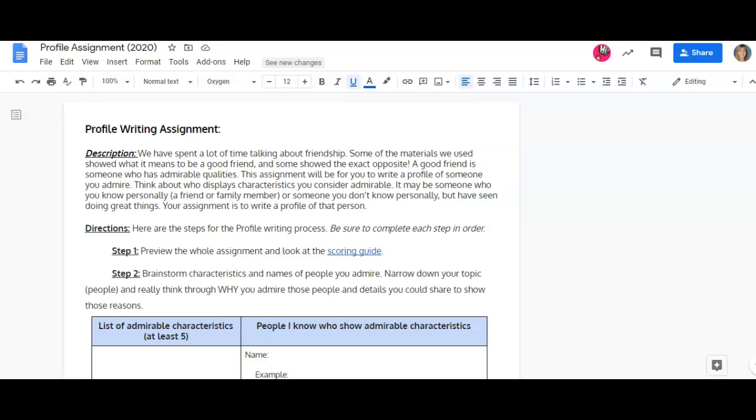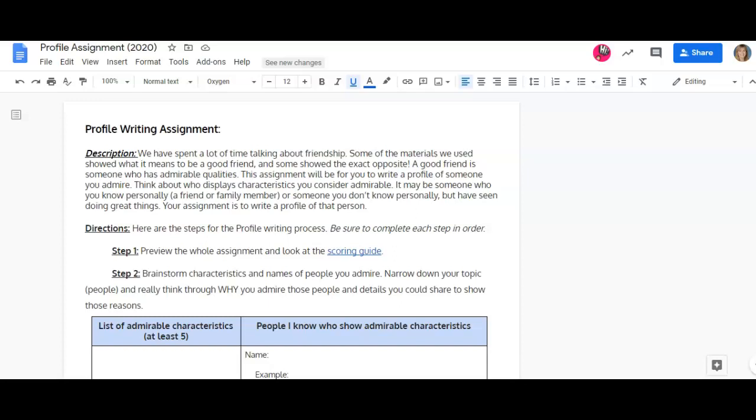It says, "We have spent a lot of time talking about friendship. Some of the materials we used showed what it means to be a good friend, and some showed the exact opposite. A good friend is someone who has admirable qualities. This assignment will be for you to write a profile of someone you admire. Think about who displays characteristics you consider admirable. It may be someone you know personally, a friend or family member, or someone you don't know personally but have seen doing great things. Your assignment is to write a profile of that person."